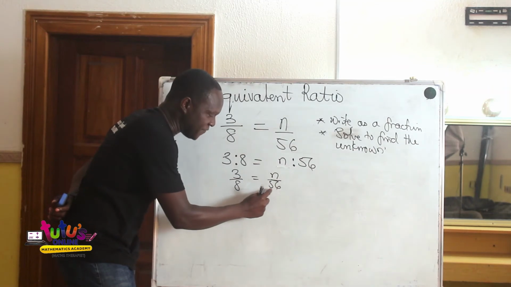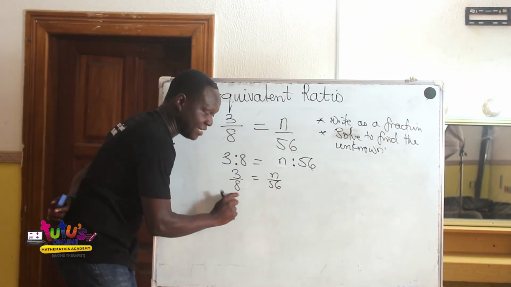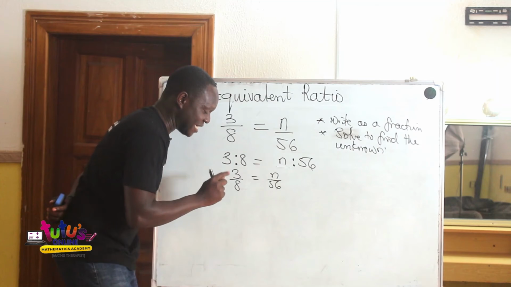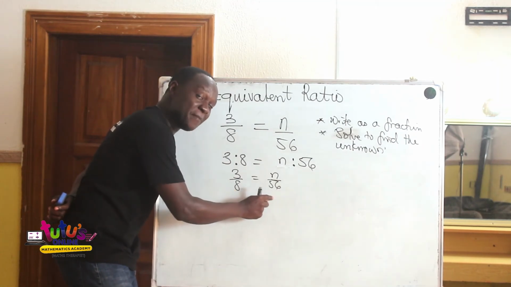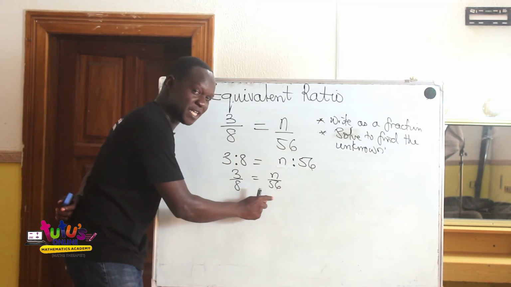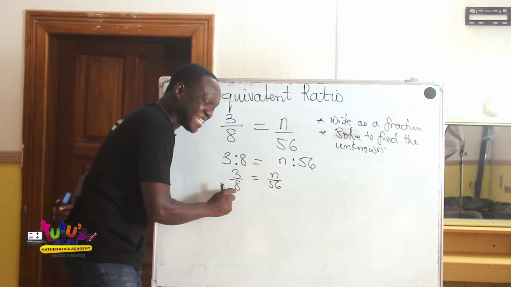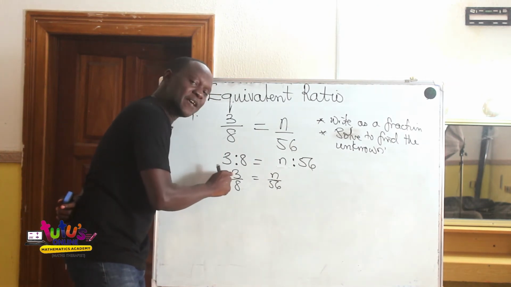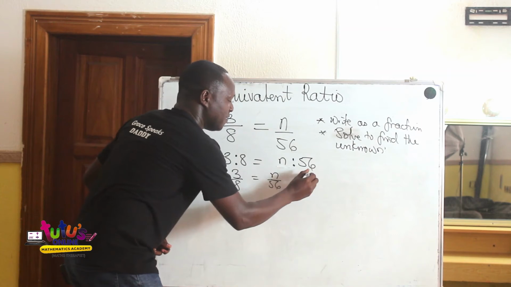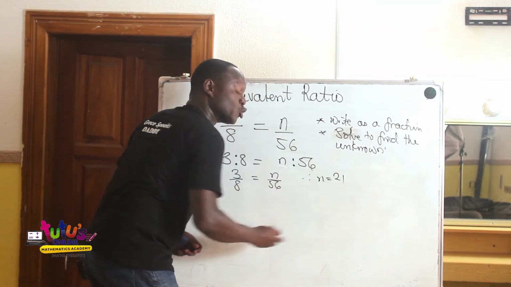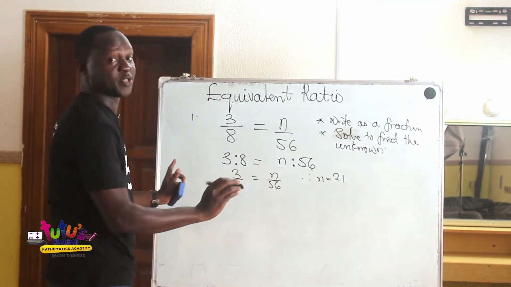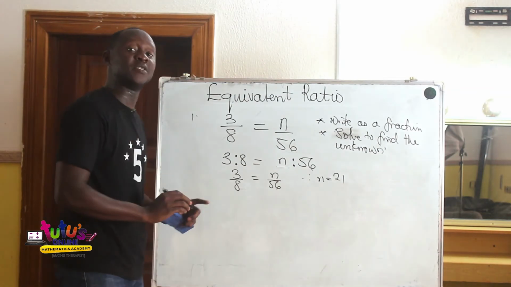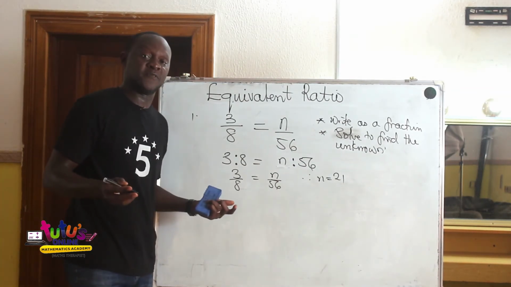How do I get that number? 56 divided by 8 gives us 7. It means that 7 times 8 gives us 56. Remember, the opposite of division is multiplication, and the opposite of multiplication is division. So 8 times 7 gives us 56. Similarly, 3 times 7 gives us our n here. Therefore, our n here is 21. So by merely looking at it, you can solve, especially when you are faced with an objective question.